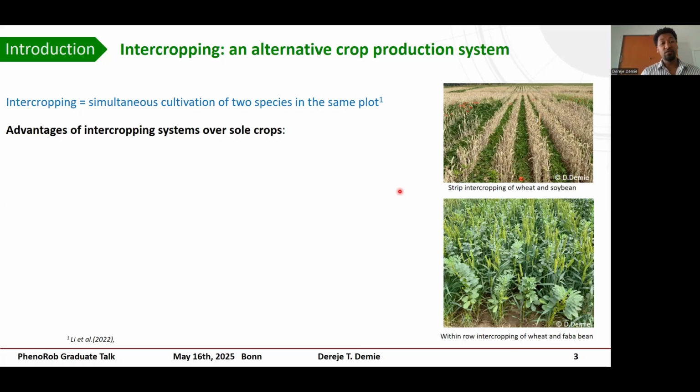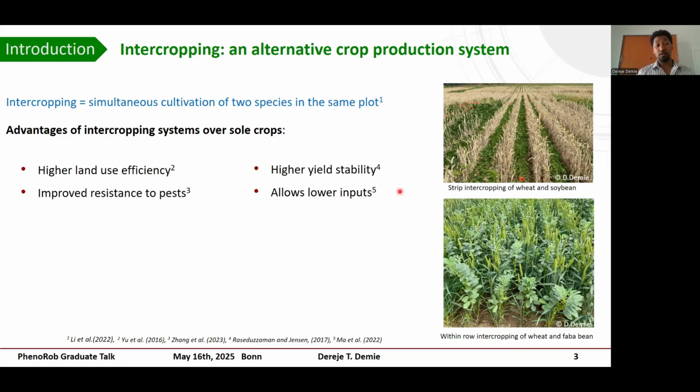which is the cultivation of two or more species on the same land, and the species grow together for a certain co-growth period. Several meta-analyses have shown that intercrops have high land use efficiency and improved resistance to pests, and also have higher yield stability compared to monocultures. It also allows lower inputs without compromising yield production.